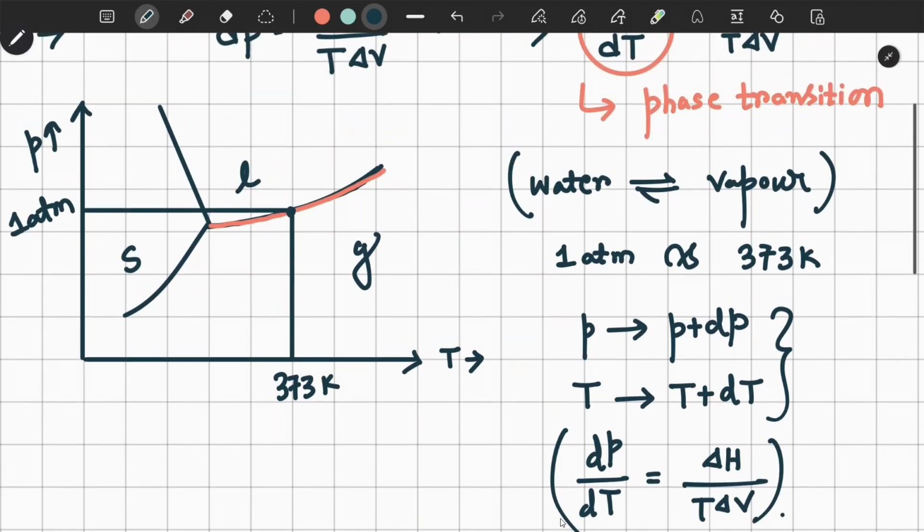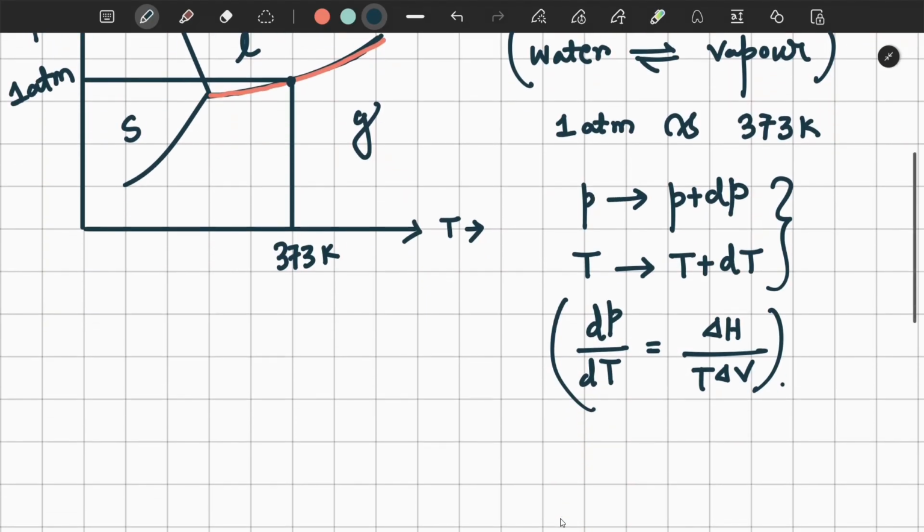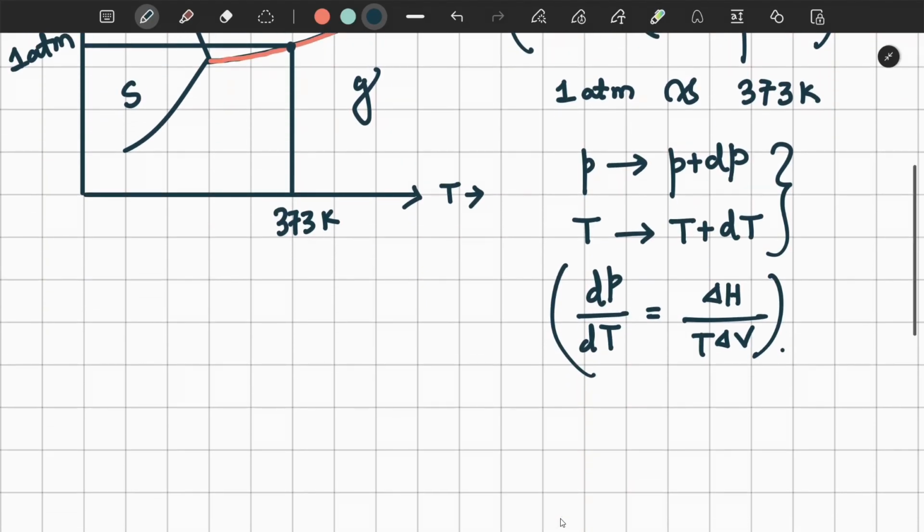Okay, you get it? So this is the formula. This is the Clapeyron equation, and this is general. This is true for any phase transition, for any substance.